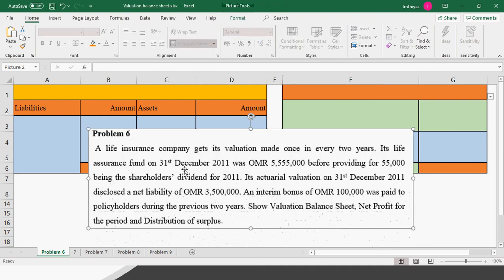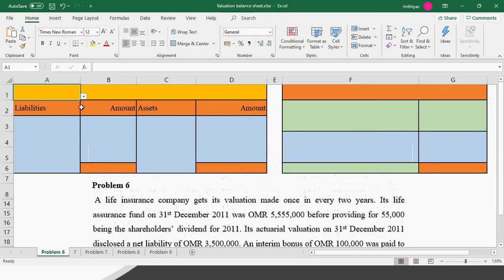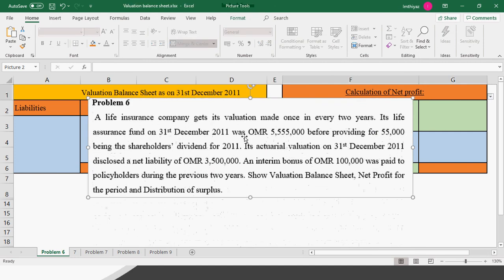So as per the year declared in the question, that is 31st December, we need to open the valuation balance sheet by giving a heading appropriately as valuation balance sheet as on 31st December 2011, as I have shown you in the previous format. And also we need to calculate the net surplus. So we need to give a heading, calculation of net surplus. Now I'm lifting the problem again so that we can take the items one by one.